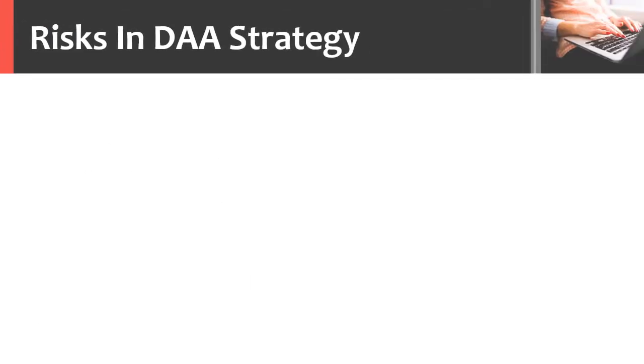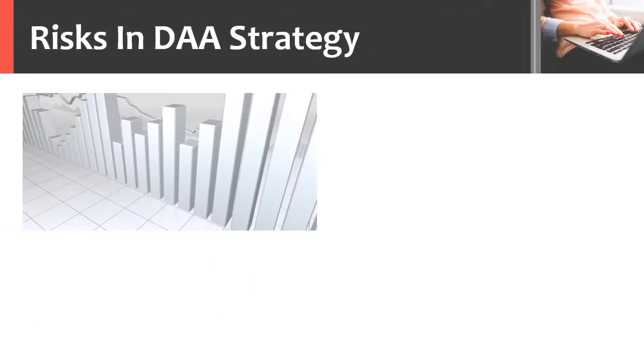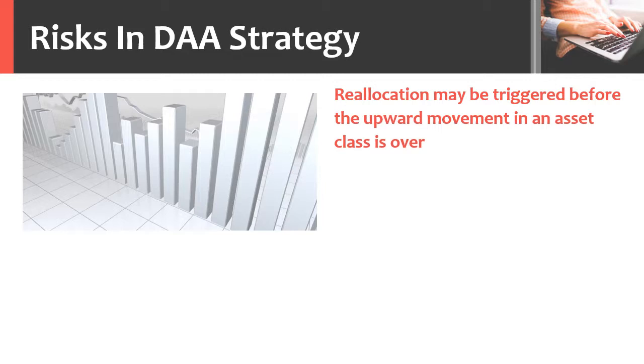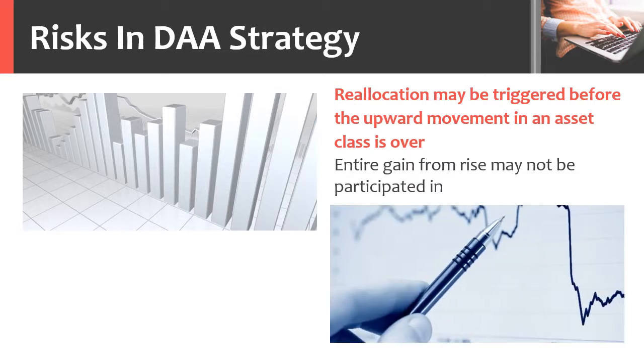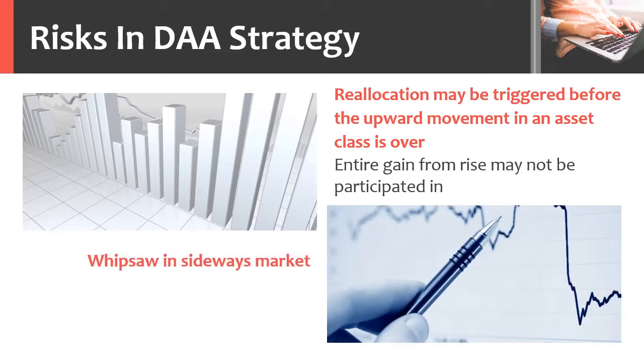The risk in dynamic asset allocation is that reallocation may be triggered before the upward movement in an asset class is over. The portfolio will lose to the extent that upside is still there in the market. The other risk in dynamic asset allocation is called whipsaw, where a mechanical rule triggers a set of transactions when the market is actually moving sideways.